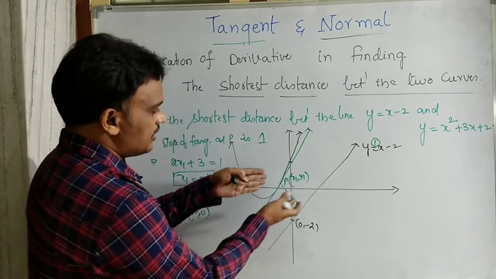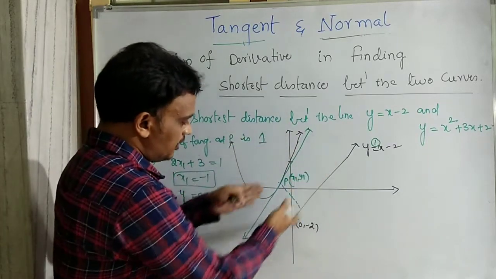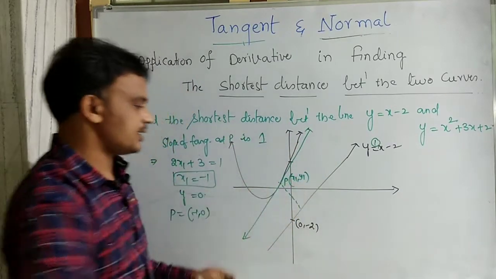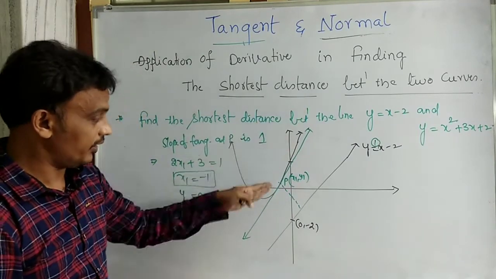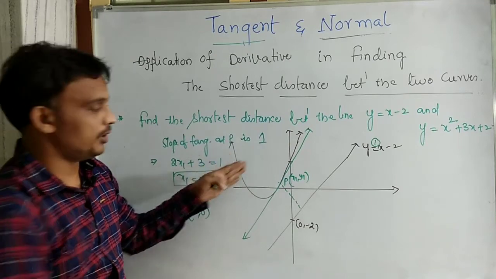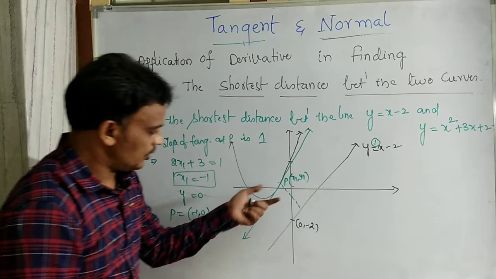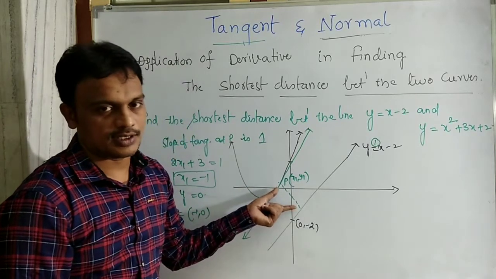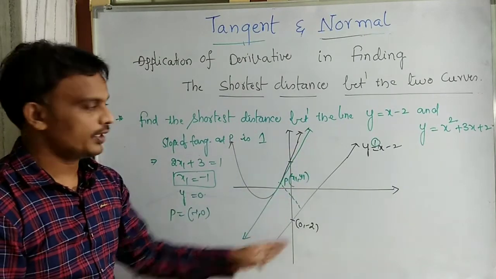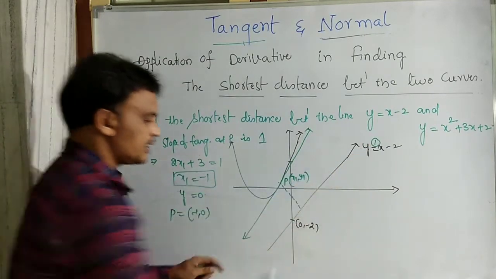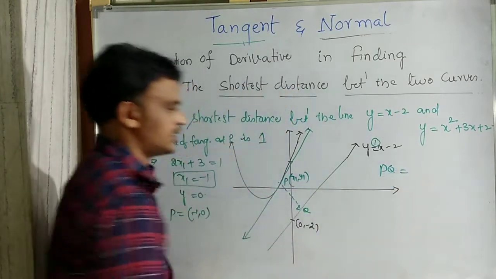Now what is the shortest distance between the line and the curve? It is nothing but the distance between the two parallel lines, or else the distance of the point P where the tangent touches the curve, I mean where the tangent is parallel to the line. So this is the shortest distance, I mean the distance of the point P, which is minus 1 comma 0, to the line x minus y plus 2 equals 0. That is, the shortest distance is PQ. Finally I got the shortest distance.